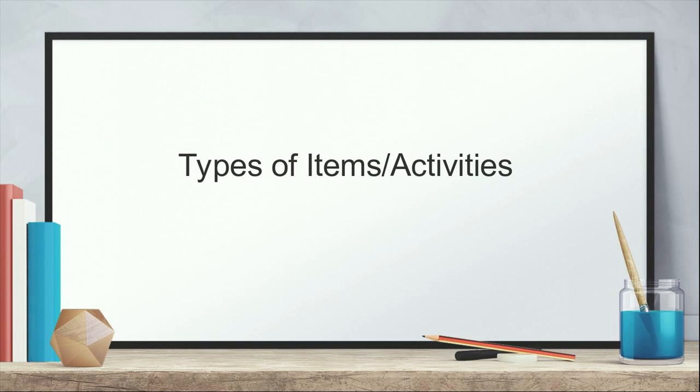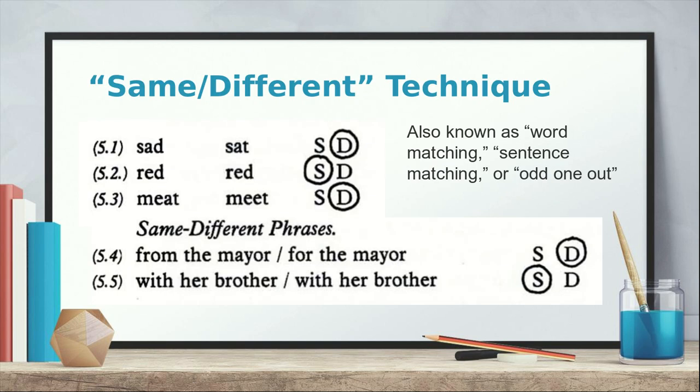We are going to look at some types of items or activities for assessing reading comprehension. We have a technique called same different. It's actually very basic. It's also known as word matching or sentence matching, or the odd one out, depending on the complexity of the graphic information displayed. You may see that this seems to be very simple.